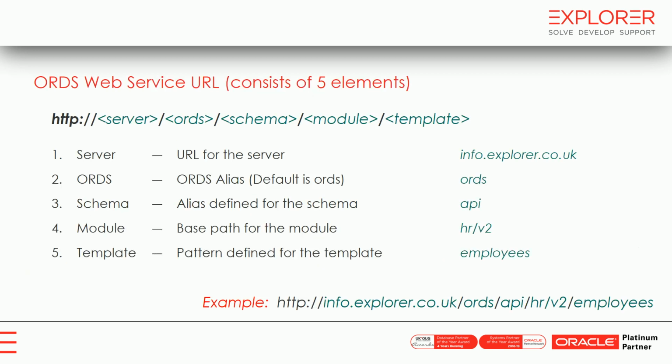The URL of an Oracle Web Service is made up of 5 elements: the URL for the server, the ORDS alias, which is defaulted to ORDS, the alias for your database schema, the base path for the module, and the template pattern. The URL itself does not contain any reference to the handler, i.e. the HTTP method. This is passed in separately when the web service is called, and if nothing is passed in, it defaults to get. The URL can also include parameters if they're passed in using the URL rather than the header.